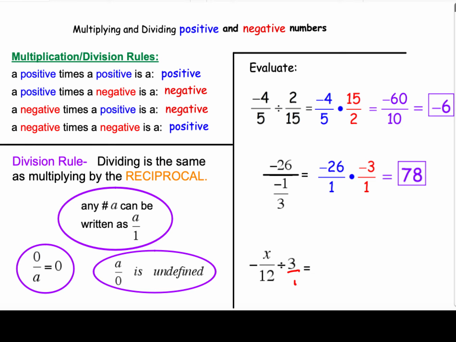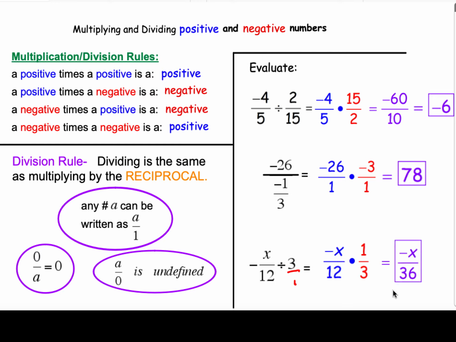So again, we're going to take that second fraction and find its reciprocal. So -x/12, and it doesn't matter if we put the negative on top, bottom, or out in front, multiplied by the reciprocal of 3/1, or basically 1/3. Then we multiply across, so -x times 1 will be -x, and 12 times 3 will be 36.